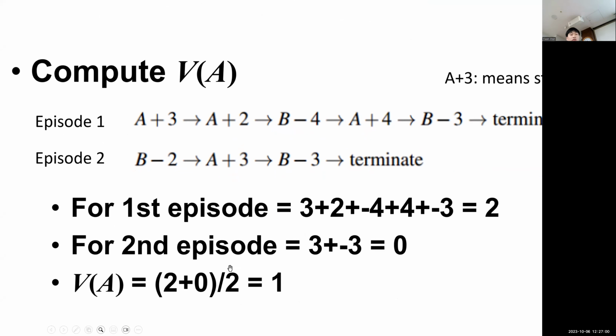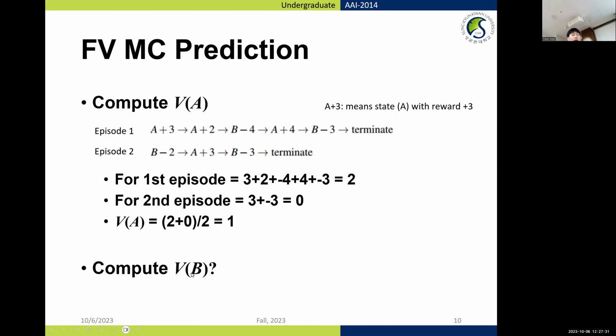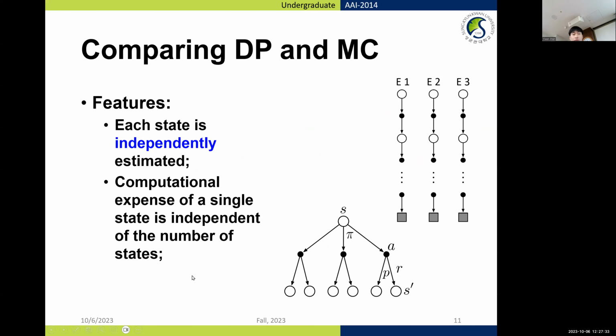So for the first episode, the state value of A is 2. The second one, similarly, A happens here. Then we trace back and sum them together: -3 plus 3, -3 plus 3 equals 0. So we add both episodes' values together and divide by 2, because we count twice, the first one and the second one. So eventually we got VA equals 1. This is the average return for VA. We can also calculate VB, which we did in the last lecture.